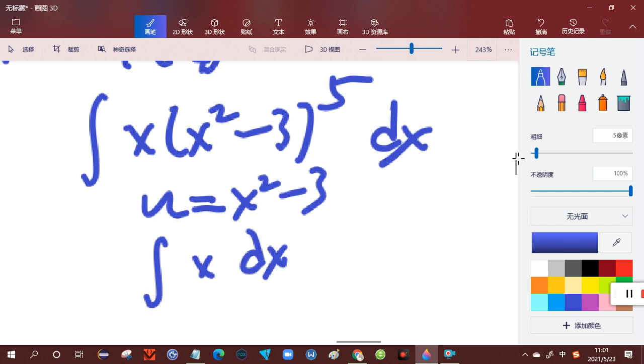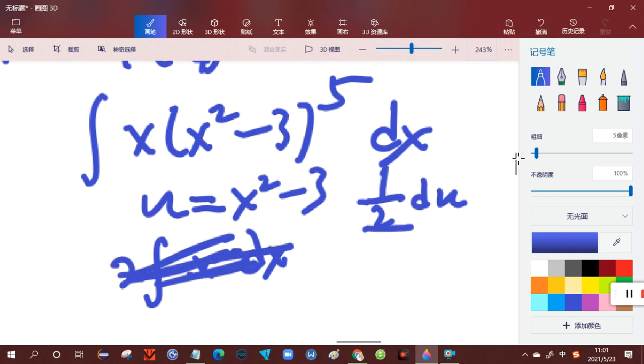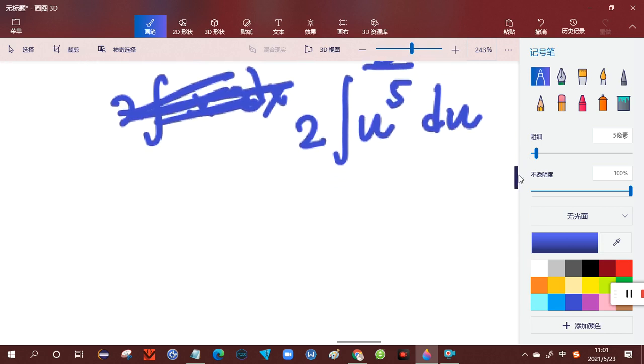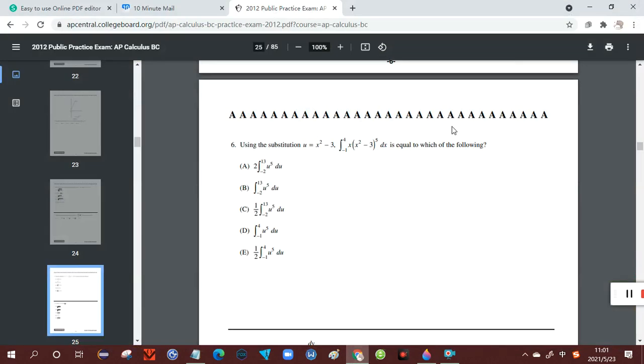So therefore x dx is equal to 1 over 2 du. And 1 over 2, let's put it outside. So it will become 1 over 2 times u to the power of 5 du. And now it will be pretty clear. After that, what we only need to do is substitute them back. So let's look at the choices.